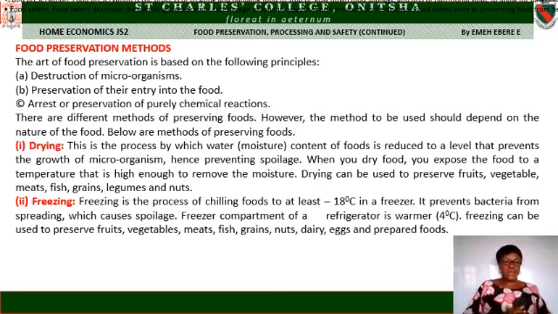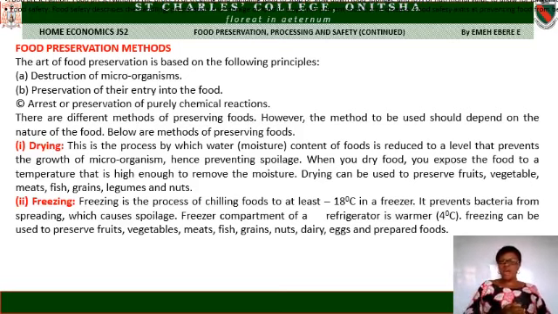Number 2, freezing. Freezing is the process of chilling foods at least minus 18 degrees centigrade in a freezer. It prevents bacteria from spreading, which causes spoilage. The freezer compartment of a refrigerator is warmer, that is 4 degrees centigrade. Freezing can be used to preserve fruits, vegetables, meat, fish, grains, nuts, dairy, eggs, and prepared food.